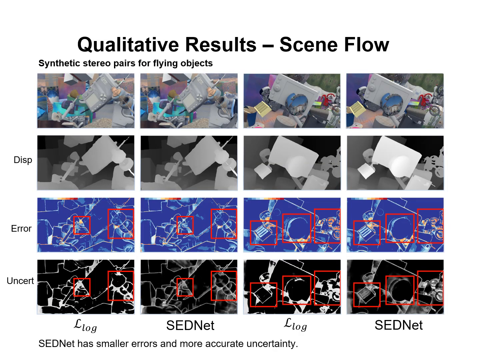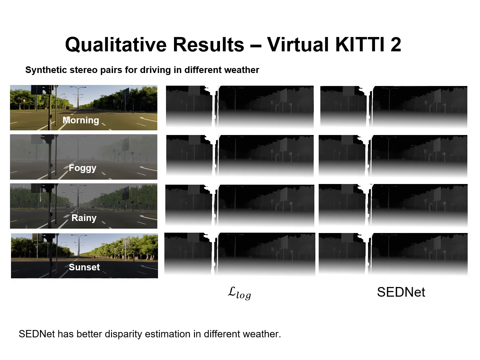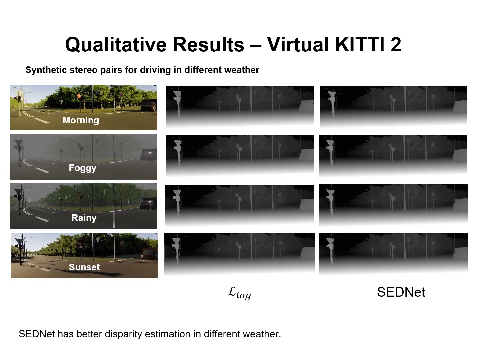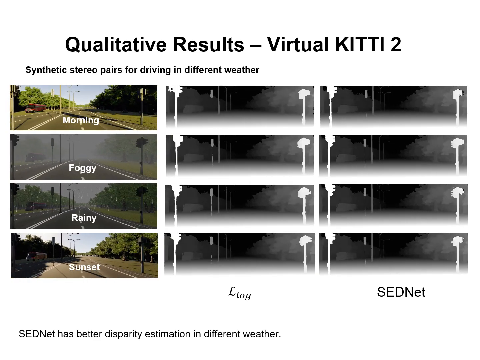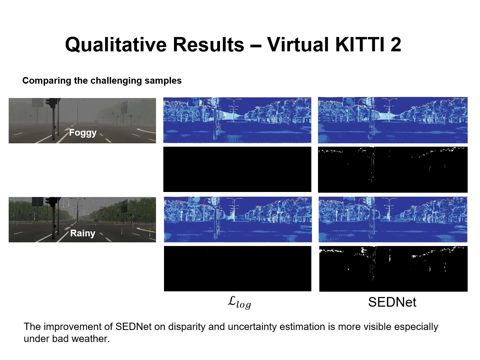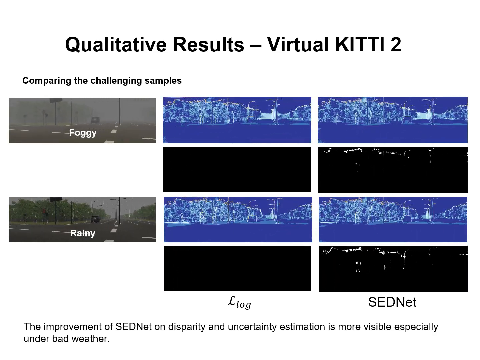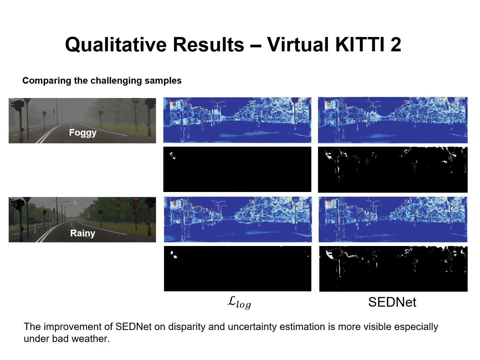Here, we demonstrate the strong performance of SEDNet with some qualitative results. Comparing the uncertainty maps, especially within the red boxes, SEDNet has smaller errors and more accurate uncertainty on SceneFlow experiments. SEDNet also has better performance on VK2 in different weather, for example, disparity estimation of the faraway street lights. As for the uncertainty estimation, the improvement is more visible, especially under bad weather such as fog or rain.